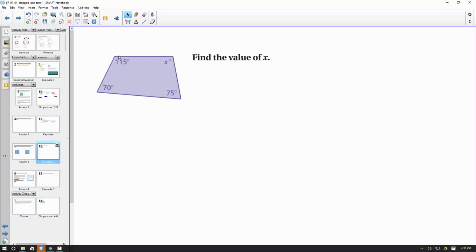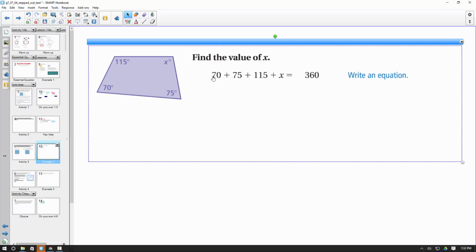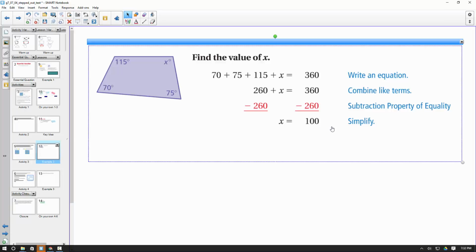So now let's try doing one. So if I want to find the value of x, I'd have to add up these three measurements plus x, and that would equal 360. Looks like this. I then combine like terms. Plus x equals 360. So I have 260 plus x equals 360. I now have to subtract the 260 from the left. From the right, I'll have x equals 100. And that is my answer. If I put 100 up here, it will then be all four measurements, right? So the value is 100.